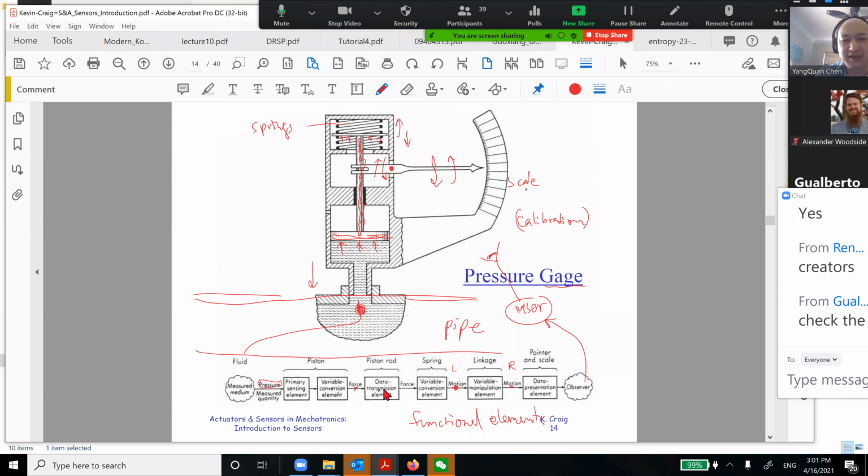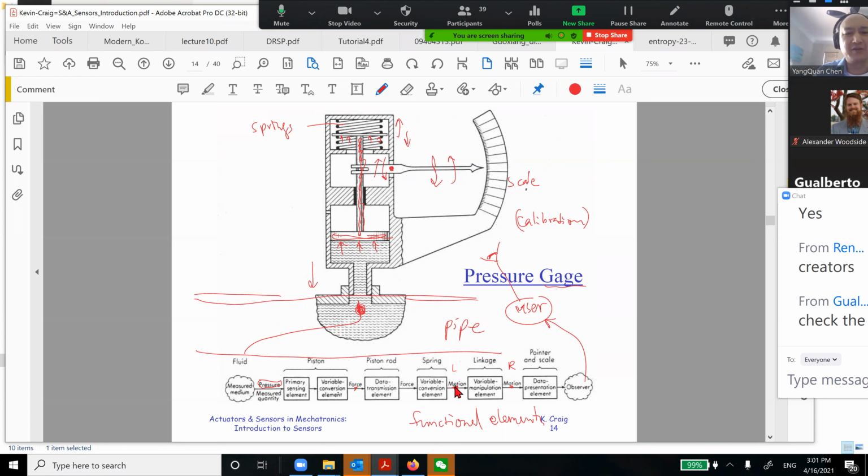Then this transmission element passes the force on to the spring. The spring is a variable conversion element, turning the force into displacement. You know, force is proportional to the displacement of the spring. So that force, through the spring, becomes a displacement up and down.